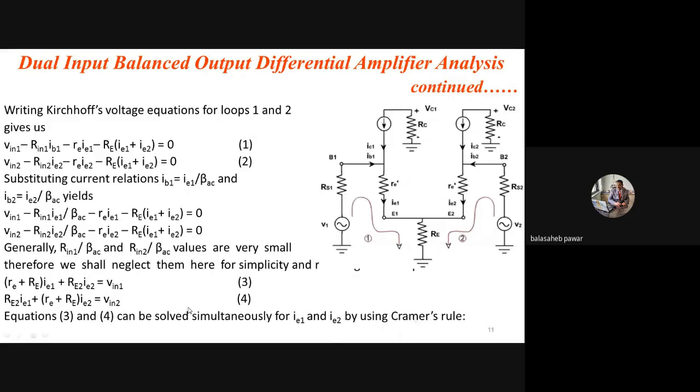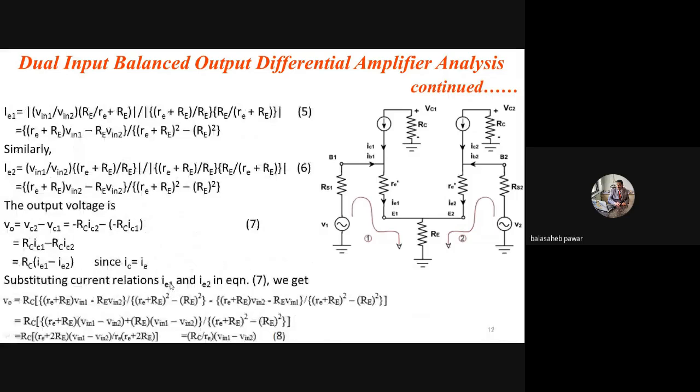Just go through these steps. Mathematical steps are there. Using that Cramer's rule, you can easily find out that IE1 equals this much, and IE2 equals again almost this much. The output voltage VO, as it is a balanced output, will be across the collectors of both transistors. That means it will be the difference between VC2 and VC1. Hence, I have written here that VO equals VC2 minus VC1.